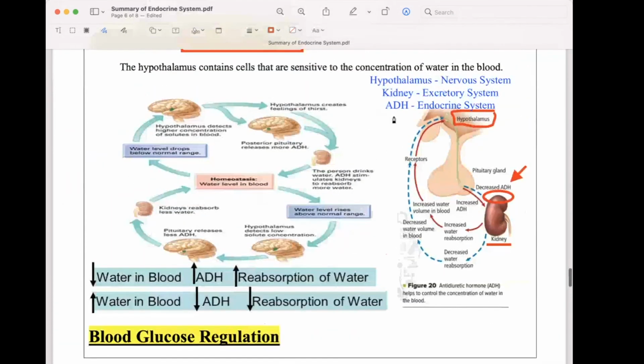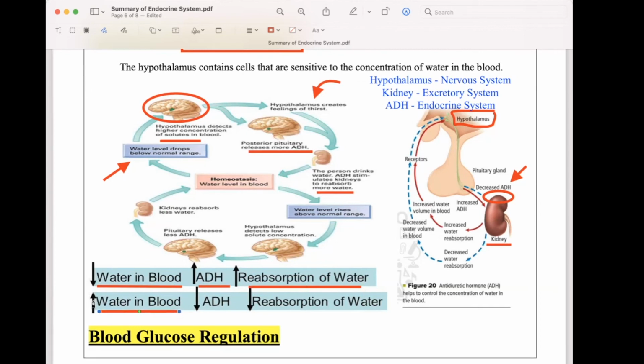So we want to talk about the ADH. Whenever the water in the blood decreases, the brain, through the hypothalamus, causes the release of more ADH to absorb more water. So when the water in the blood decreases, more ADH is released and more reabsorption of water takes place. On the other hand, when the water in the blood increases, ADH decreases and reabsorption of water also decreases. So you release more and more water out of your body.